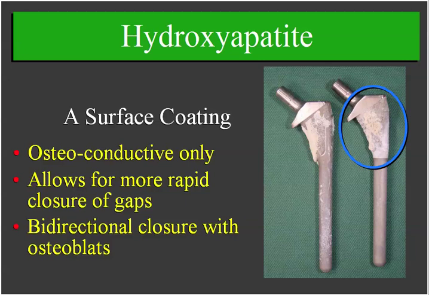So the gaps close from both directions, as opposed to having a porous-coated surface and bone. The bone will grow into the porous coating with one direction. So the HA gives you a quicker closure of the gap. And that's the big advantage of hydroxyapatite. That was OITE 05.